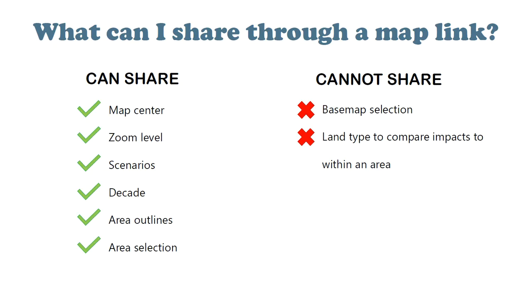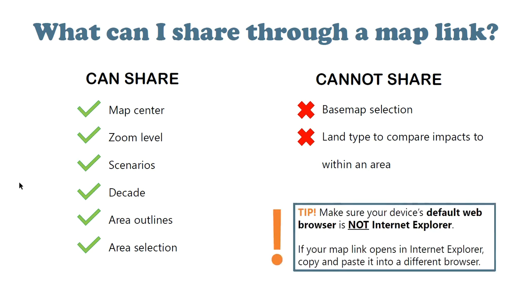With these example maps, we saw that we cannot share the base map selection or the type of land to compare impacts to, such as wetlands in our case, but we can share a specific pair of scenarios in a particular year and place. If and when you do this, just remember that the NELF Explorer does not work in Internet Explorer. You don't want to click on your map link and then have your web page automatically open in Internet Explorer. To avoid this, make sure your device's default web browser is not Internet Explorer.